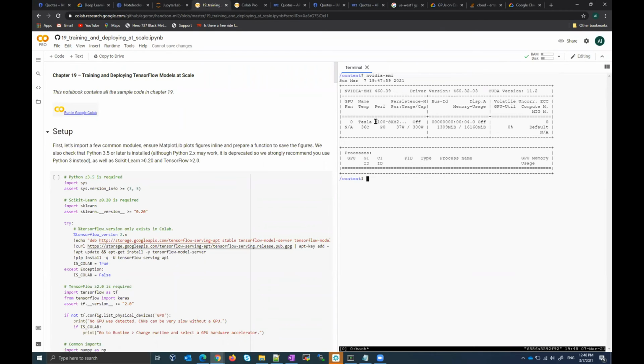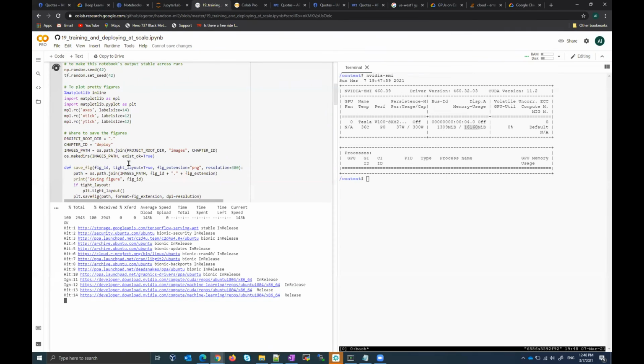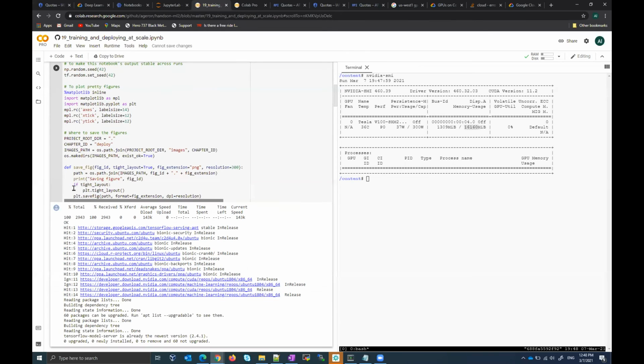So we have a Tesla V100 and 16 gigabytes. No usage yet. Let's run here. Also, you cannot get like 2 GPUs in Colab, right? You're limited to only one. Is that correct? I was looking for some way, but I did not find one.